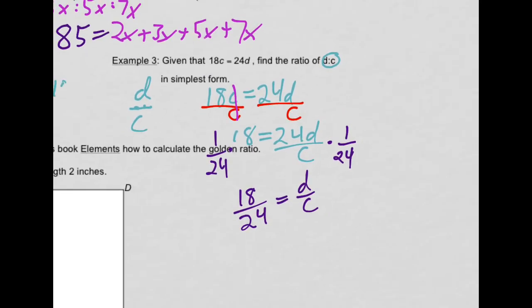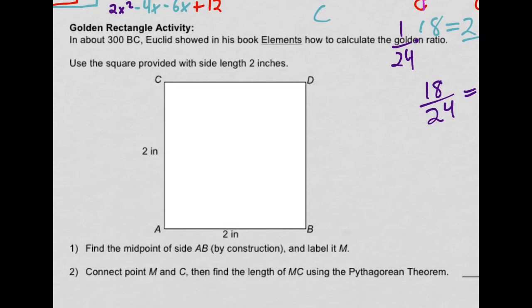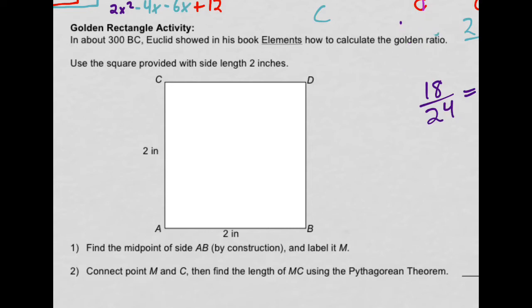Alright. So let's look at the next example. The next example talks about the golden rectangle. Let me go ahead and erase some of this stuff, because we're going to need the room. Alright, so a golden rectangle represents the golden ratio. And the golden ratio is, well, it's a ratio just like the ones we were working with.